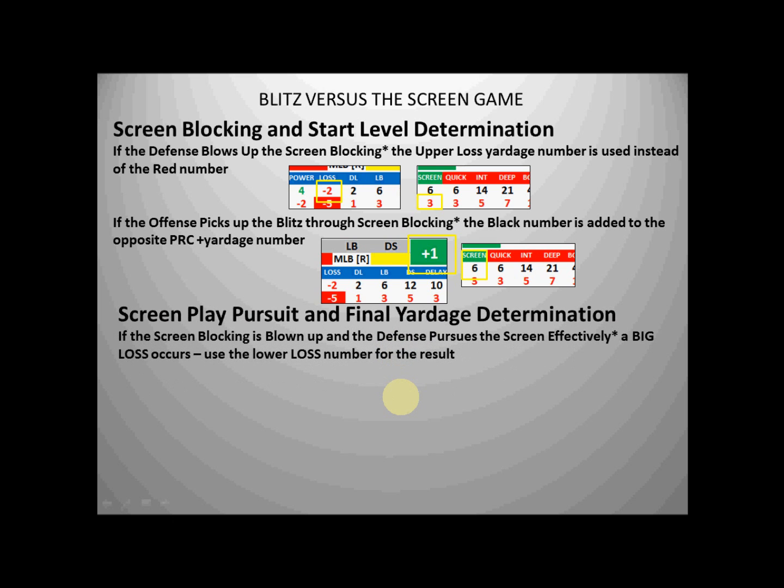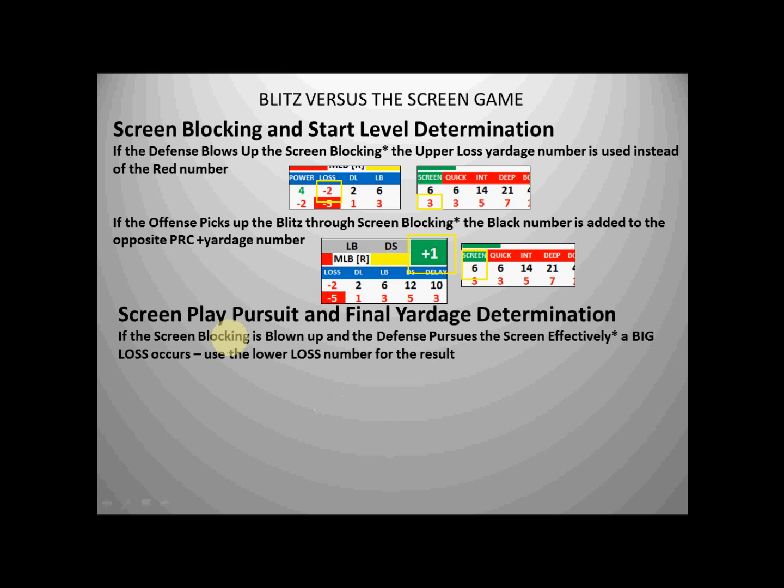Screenplay pursuit. So now once we determine the block and the start level and everything associated with the blitz versus the screen game, if the pass is complete and we move to the pursue the screen individual player actions, we're going to determine the final yardage.